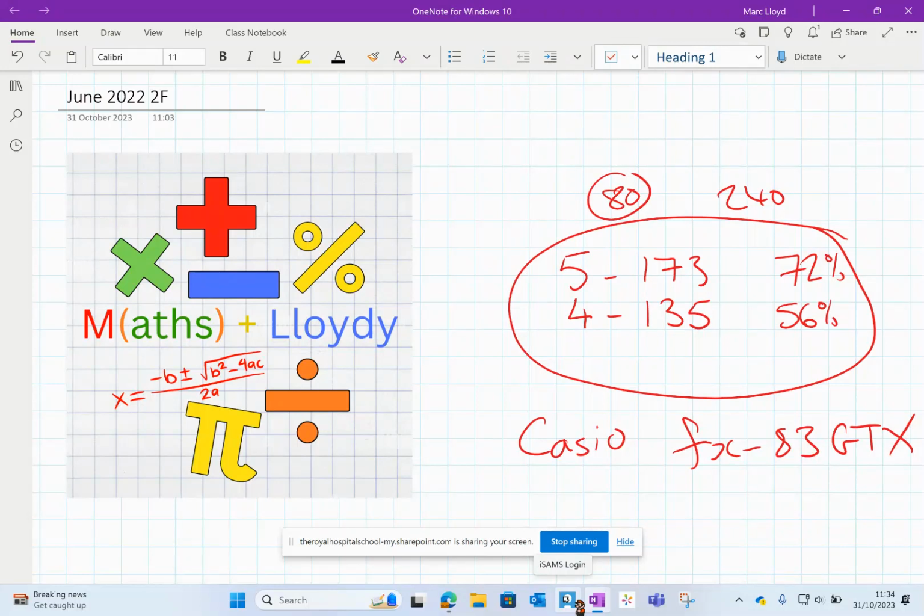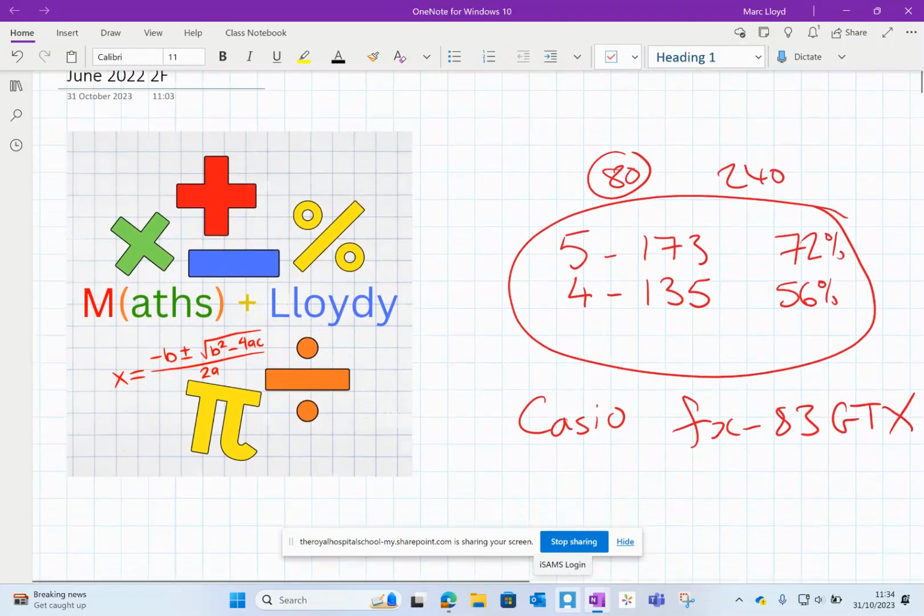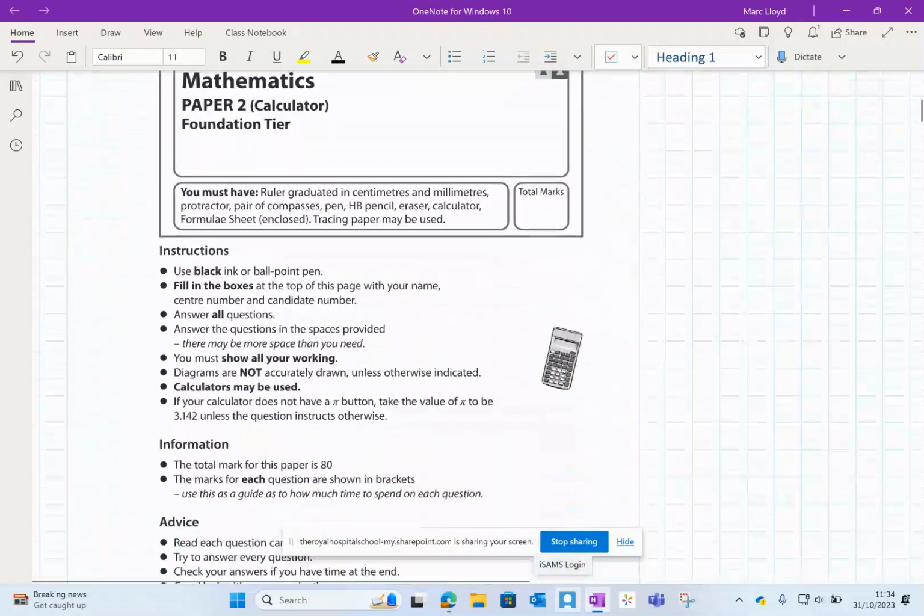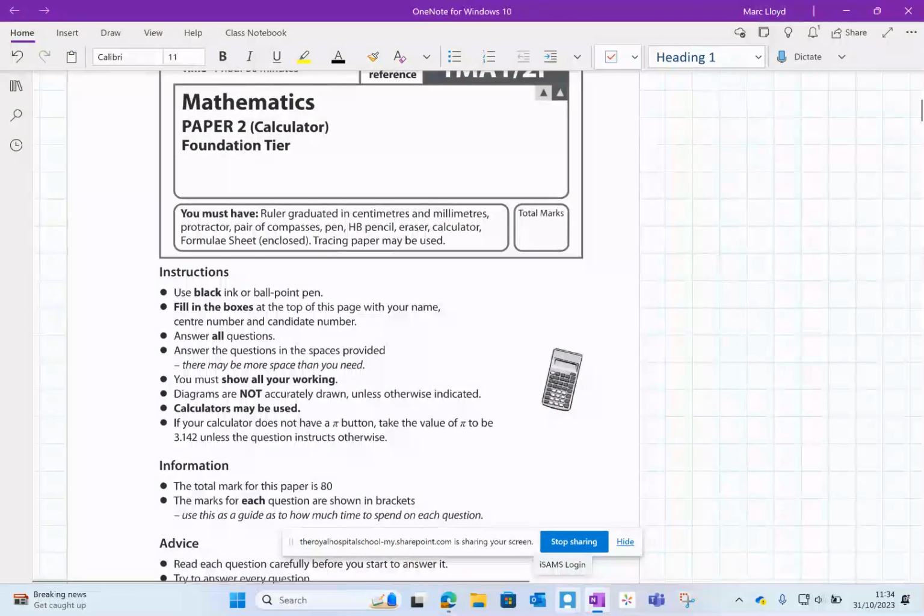Don't forget, we're out of 80 marks on the Edexcel paper, 240 in total. We're looking for grade 5, 173, so that's 72%. Let's get it done. So, calculator, reminder, foundation.